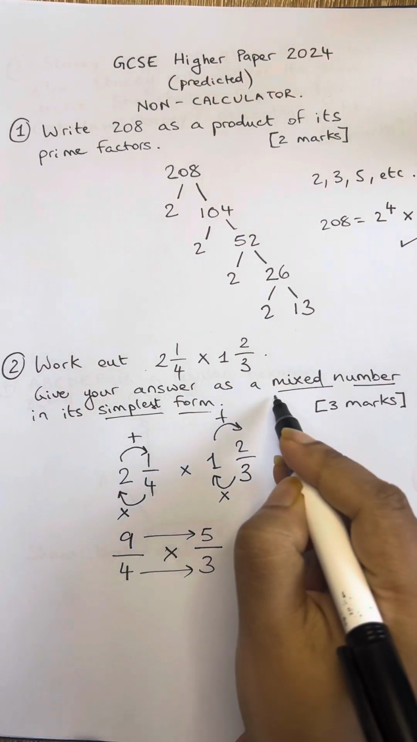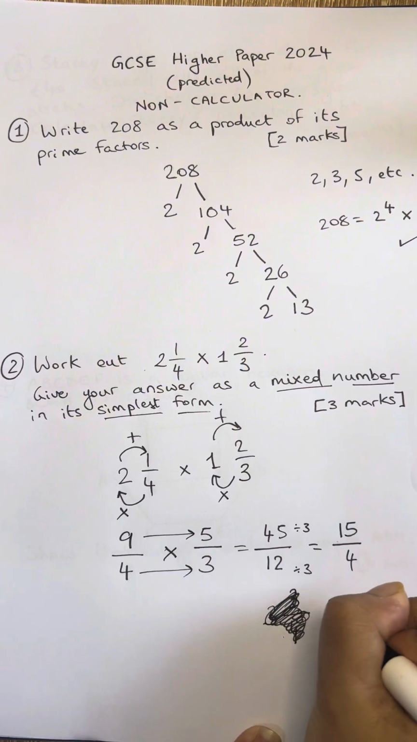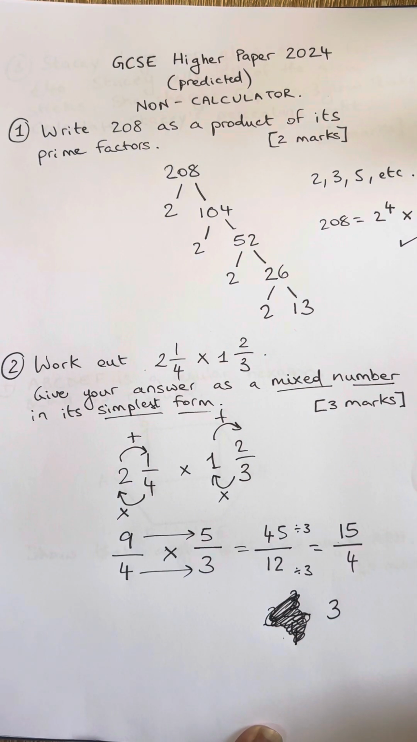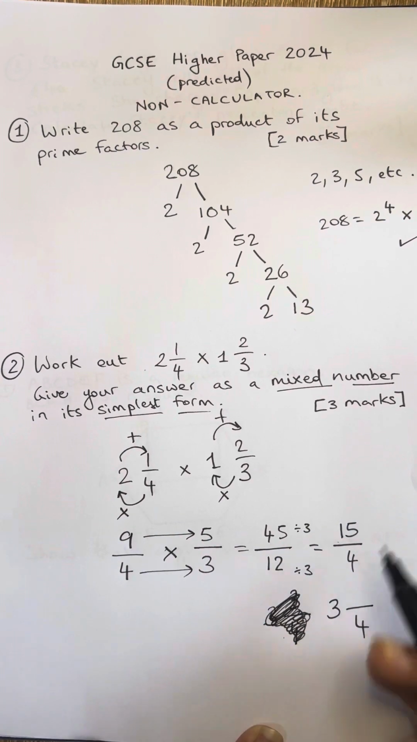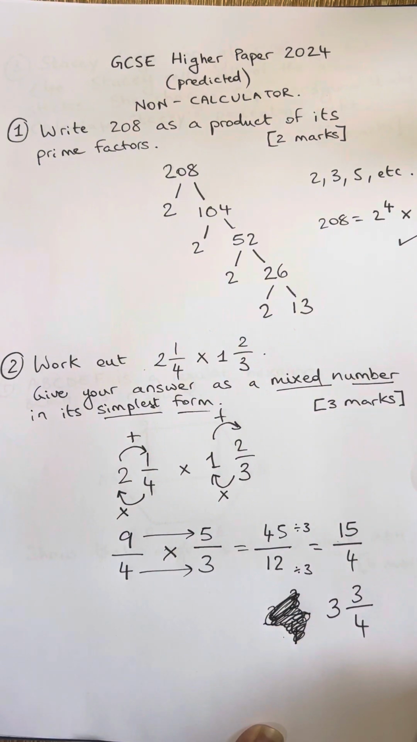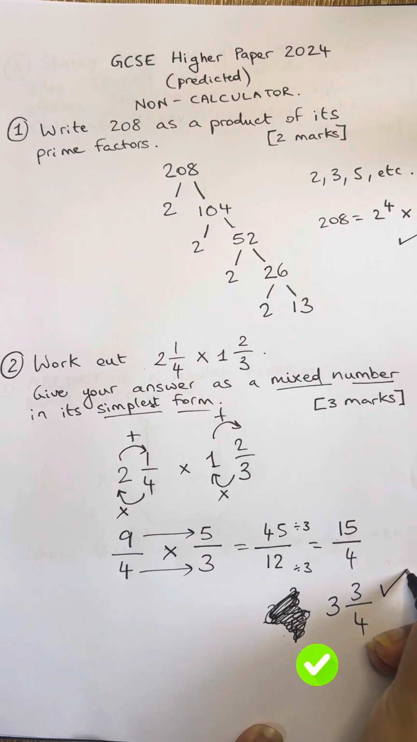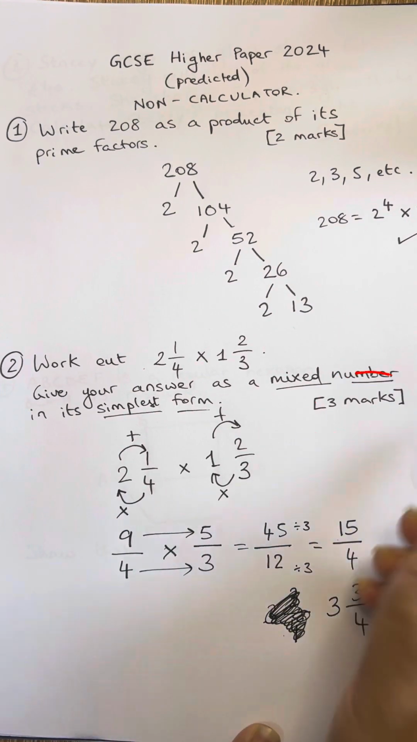We just need to turn this into a mixed number. We know that 4 goes into 15 how many times? 3 times, because 4 times 3 is 12, right? And 4 can be written here. Then how much is left to get 15? 4 times 3 is 12, so we only have 3 left, right? 12 plus 3 is 15. So that's our final answer, and you get 3 marks for this.